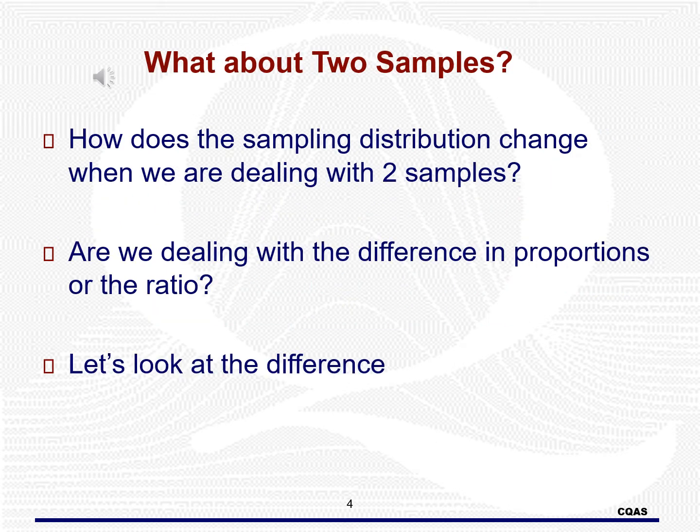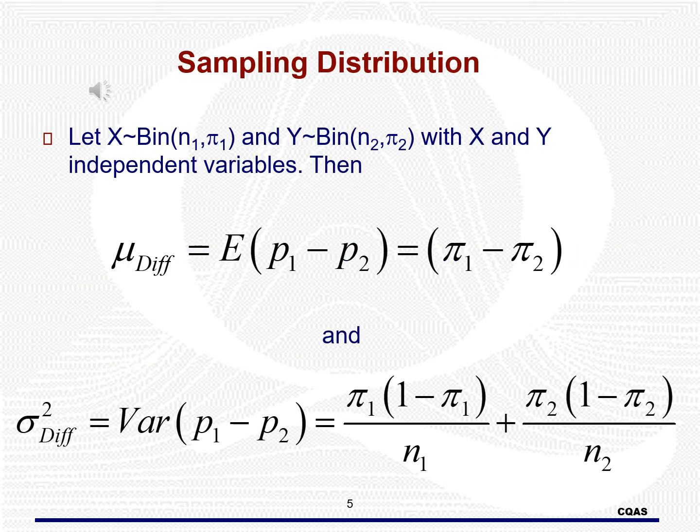When we deal with two proportions, we are normally dealing with either the difference or the ratio. At this point, we will focus on the difference. Let's look at the sampling distribution of the difference. If we have two random variables that come from binomial populations, the mean of the difference is just the difference of the sample proportions. The variance of the difference is just the sum of the sample variances for each sample proportion.